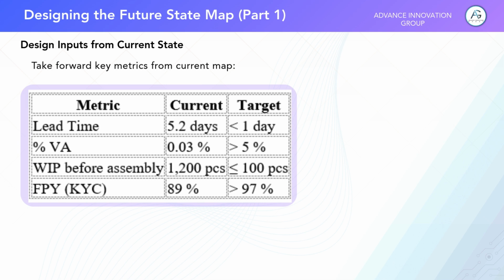When designing the future state map, we must carry forward key performance metrics from the current state. Here, we're targeting major improvements: reducing lead time from 5.2 days to less than a day, increasing value-added work from just 0.03% to over 5%, cutting down WIP before assembly from 1,200 pieces to under 100, and improving first-pass yield from 89% to above 97%. These targets will guide our design decisions for the future state.